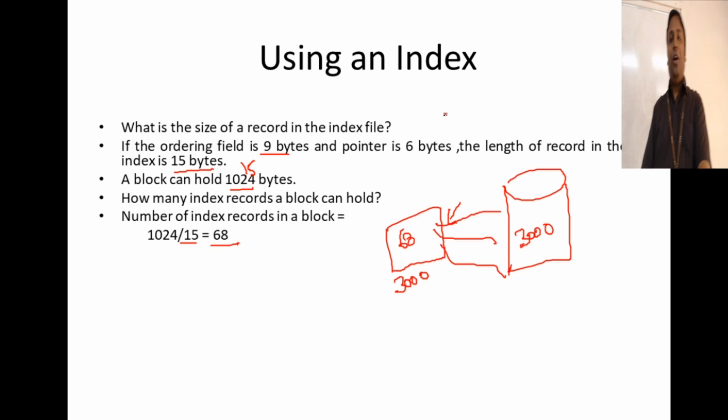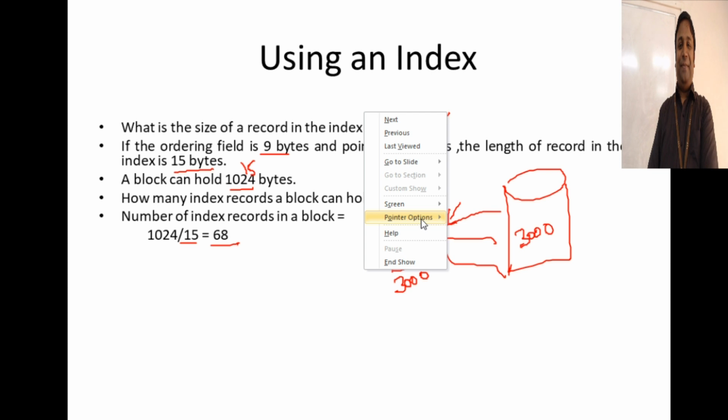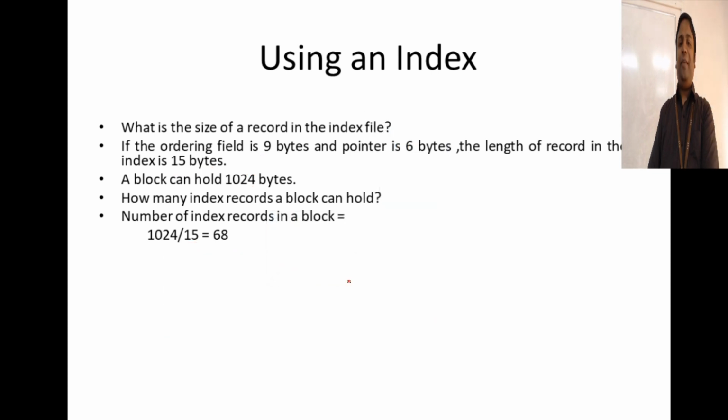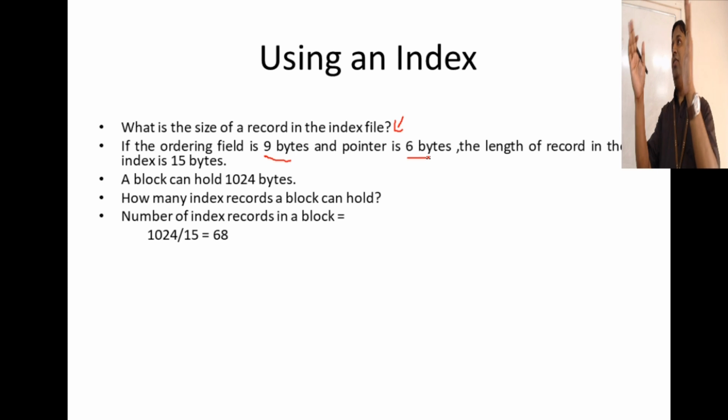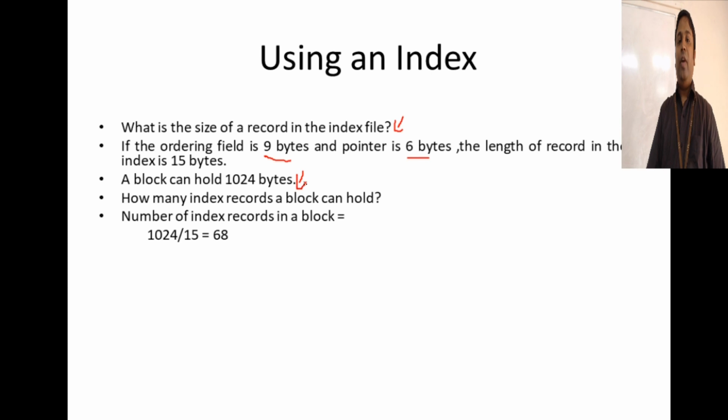Have I really confused you a lot? Let me go and clear this again. It's very simple. Say you have an index file. For an index file, you have two fields: one is the primary key, another one is the pointer. For the primary key, I have assigned 9 bytes. For the pointer, 6 bytes. So the length of the index entry is how many bytes? 15 bytes. Block size is 1024 bytes. So in a block, how many index entries can I have? 1024 by 15. So that is 68 entries in a block. So I am holding 68 entries in one block in my index structure.